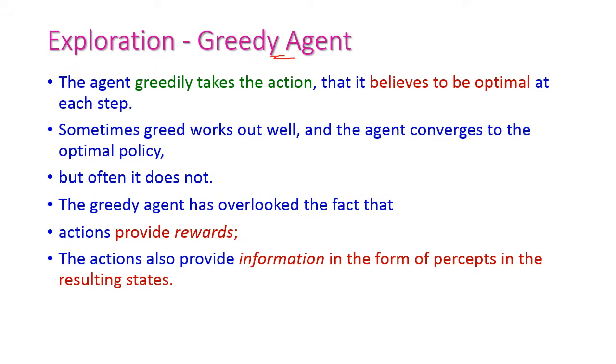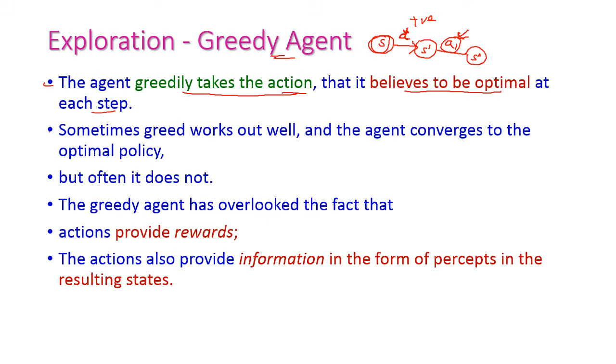Greedy agent. This agent greedily takes the actions it believes to be optimal at each step. For example, this is the current state. In the current state, the agent will select an action to get S dash, and in S dash it will perform another action to get S dash dash. That means this particular action will give some positive reward, so the agent believes that the action is the optimal action for this state. Likewise, the agent believes that the action it selects is correct.